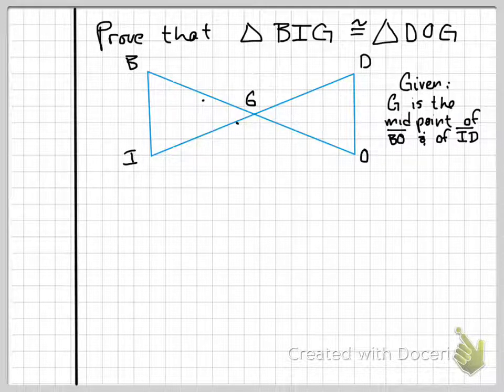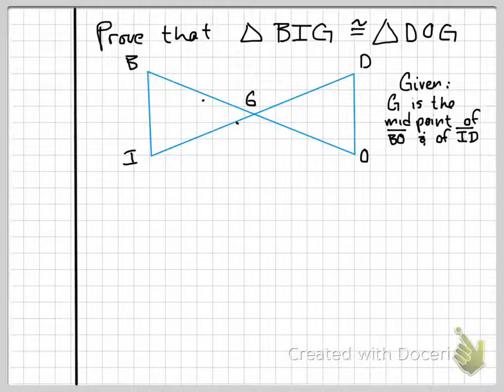Alright. So for our first example, I'm going to try and prove that triangle BIG is congruent to triangle DOG. Alright, so the first thing that I want to do is read the given information and draw my diagram. So given information, I have the diagram, and I also have that G is the midpoint of BO and ID.